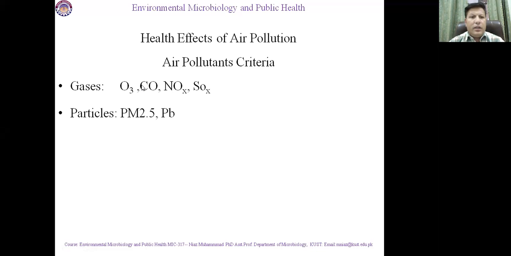So here we have to see the gases. If ozone concentration is high in the atmosphere, that air is contaminated. If carbon monoxide, nitrous gases, and sulfur-related gases or their particles are present in air, that air is contaminated. These are the causes. And for particles, if particulate matter 2.5 is present in air, that air is polluted. This 2.5 particulate matter concentration in air is used to classify the air. If air has less than 2.5 particulate matter, that air is clean. And if lead particles are also there, that also leads to air contamination.